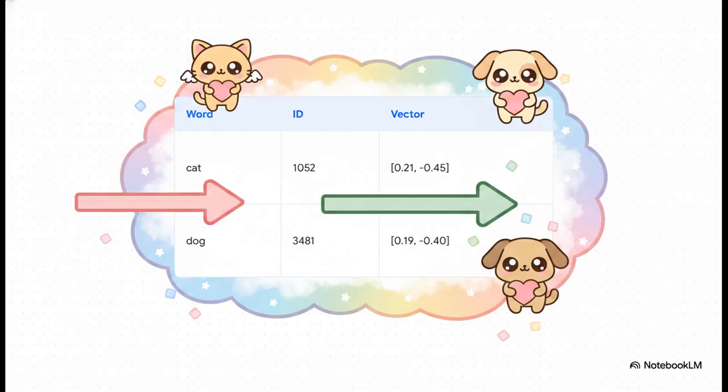Think about the words cat and dog. Their arbitrary token IDs might be something like 1052 and 3481. Completely different, totally unrelated numbers, right? But consider their embedding vectors. They are numerically incredibly close in vector space, maybe something like 0.21 and 0.19.